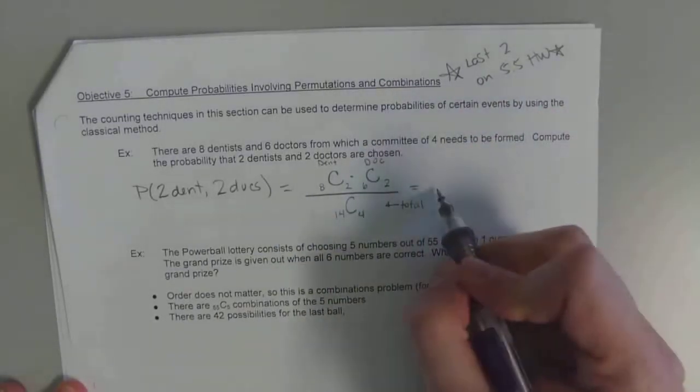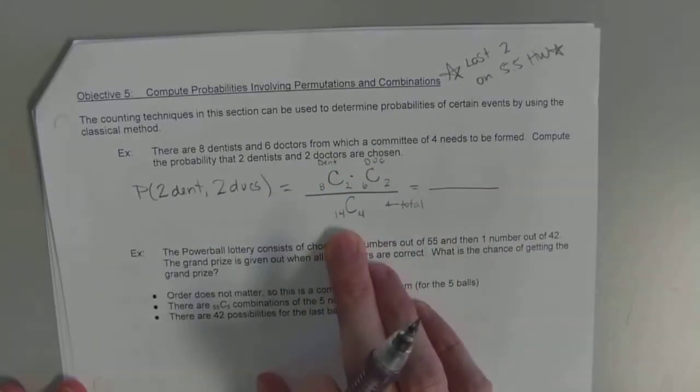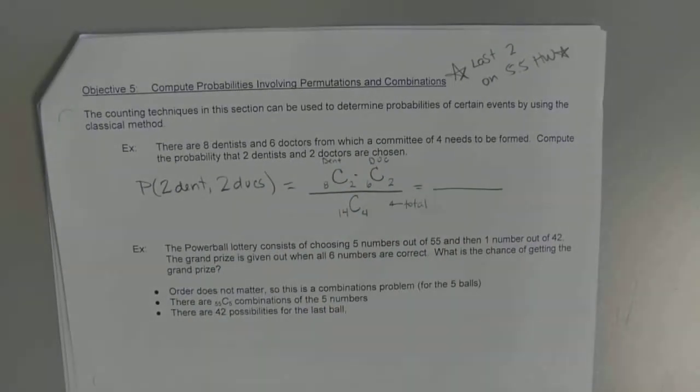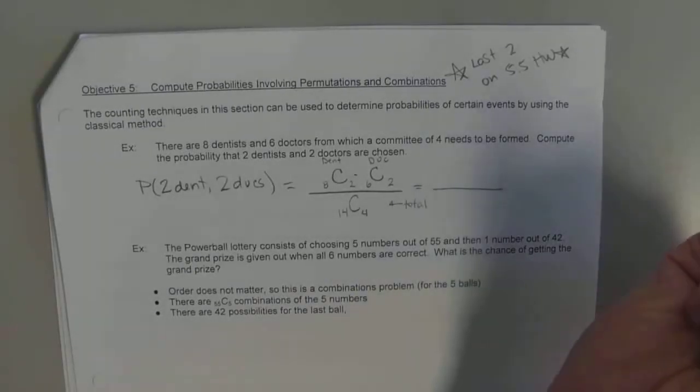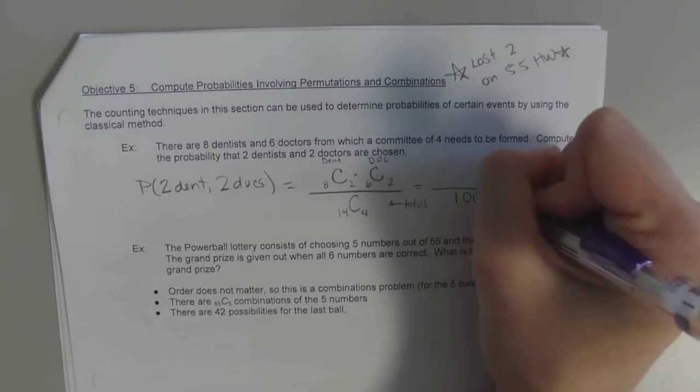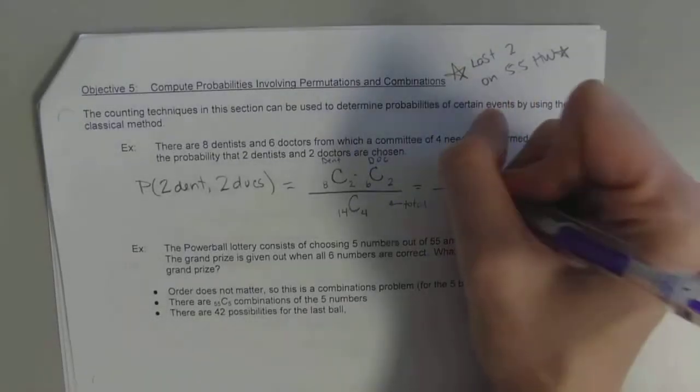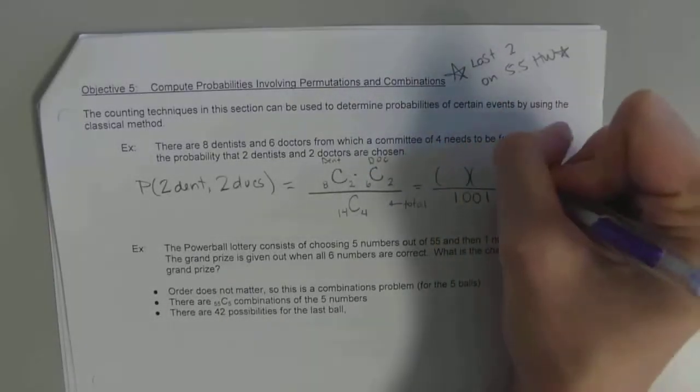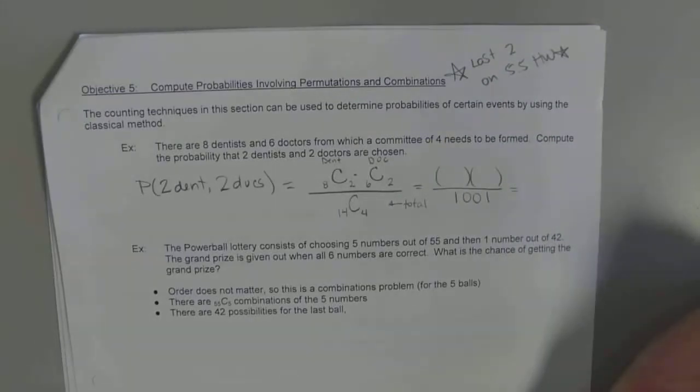So down here, honestly, I would calculate this individually, because guess what? Part B will be, what's the probability that you pick 3 dentists, 1 doctor? Your bottom will be the same. You're still choosing 4 from 14. So throughout your homework, your denominator will be the same. It's your numerator that's going to change, okay? So what is 14 combo 4? 1001. Okay? And then up here, just do them individually and then multiply, okay?